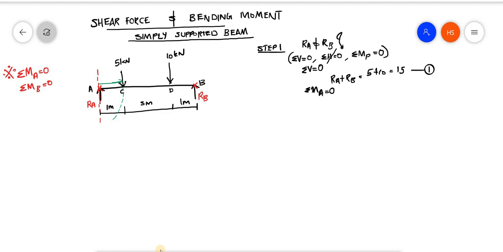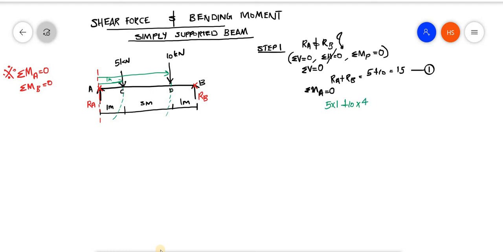So what is the moment here? 5 into the perpendicular distance. The perpendicular distance is 1 meter. Therefore, the first one is 5 into 1. Next one, 10. So this is my perpendicular distance for 10. Again, it is also rotating in the clockwise direction. So that will be plus 10 into the perpendicular distance, which is 1 plus 3, that is 4.